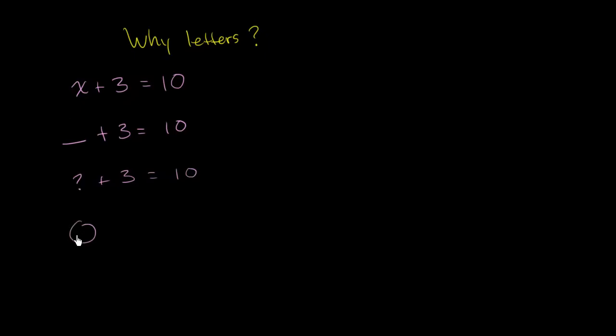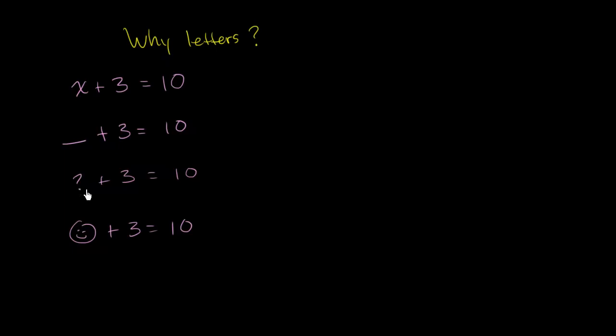It literally could have been smiley face. Smiley face plus 3 is equal to 10. But until you know it, you needed some type of symbol to represent whatever that number is. Now we can go and solve this equation and then know what that symbol represents. But if we knew it ahead of time, it wouldn't be an unknown. It wouldn't be something that we didn't know. So that's one reason why I would use letters, and where just numbers by themselves wouldn't be helpful.